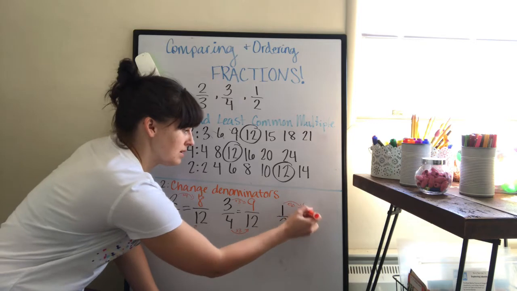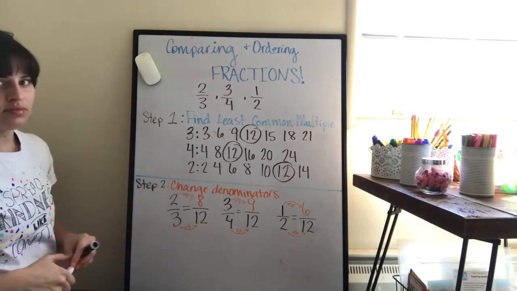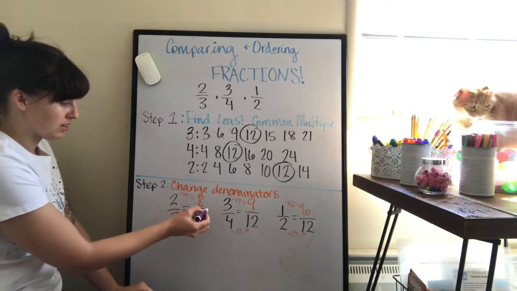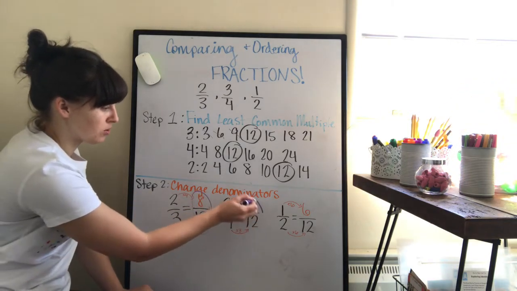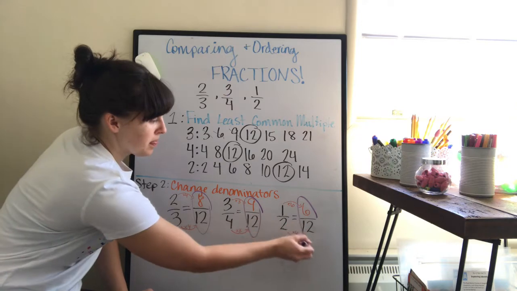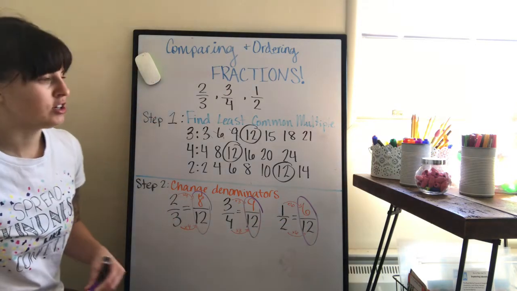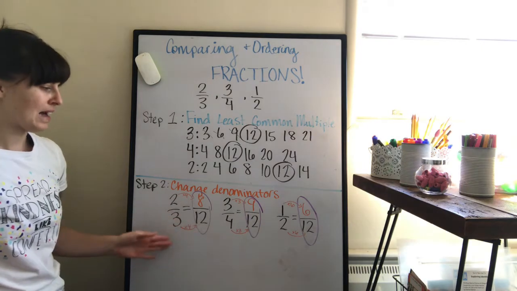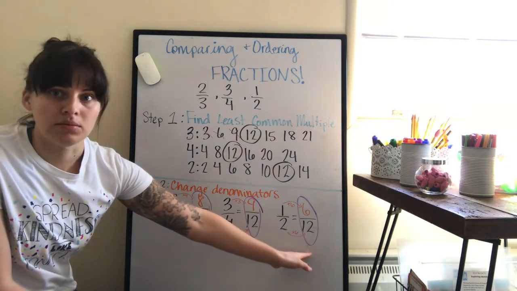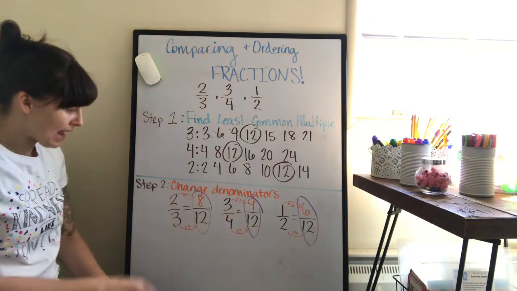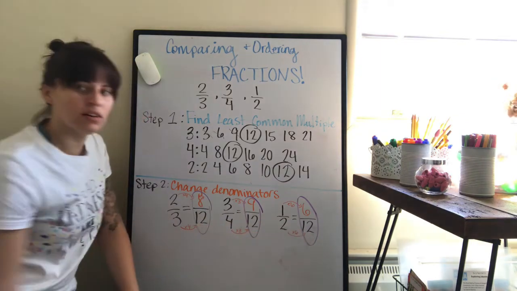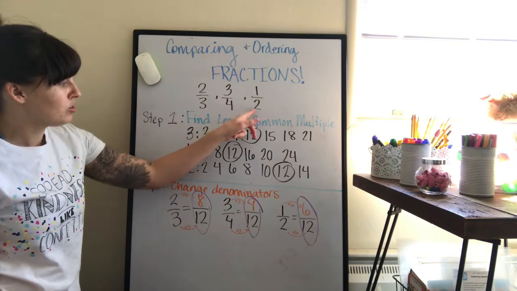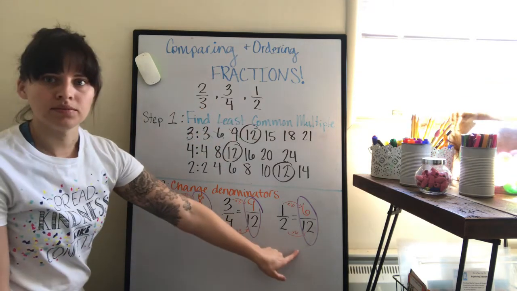1 times 6 is 6. So see here how I just changed all my fractions so they all have a denominator of 12. I didn't change the numbers, I didn't change the value, I just made them exactly the same. It's just a different way of saying it. Now, 12, 12, 12, now we have all the same denominators. Instead of having 3, 4, and 2, we have 12, 12, and 12.